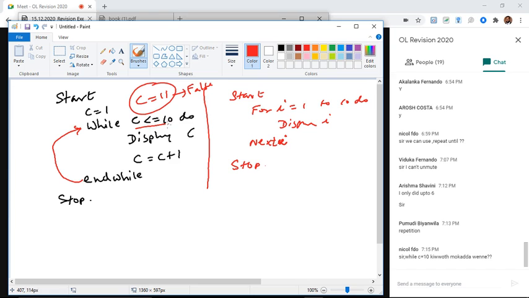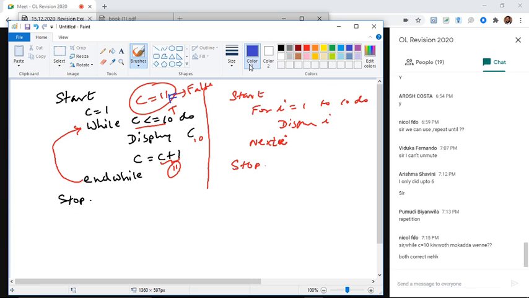C equal 10, it will repeat. When it's c equal 10, it will type 10. Okay. Then when it comes to here, it will be 11. When c equal 11, the condition is not satisfied. C equal 10 now make it true. As soon as c becomes 11, this is false. As soon as it is false, the while loop goes out.